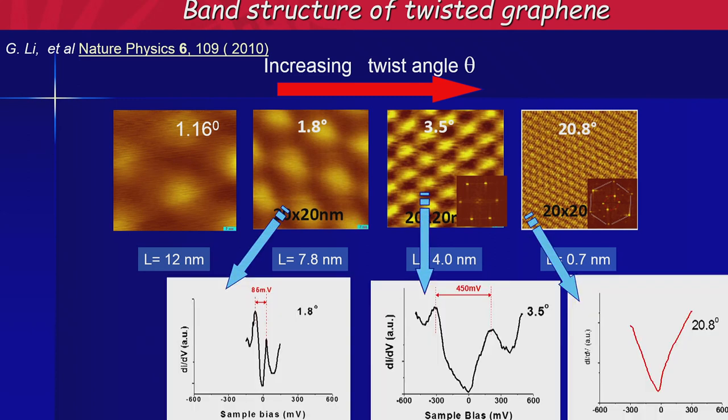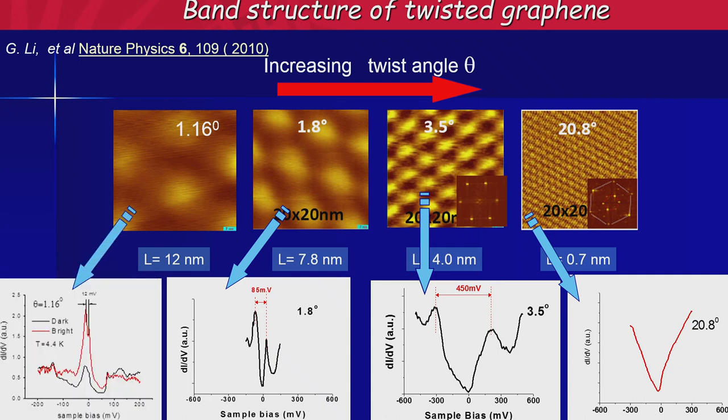And then we do spectroscopy, and you see those peaks are always there. The larger the angle, the further apart they are. Here they are out of the range. And in the smallest angle, you see the peaks have merged. Not only have they merged, but there is a gap that opened, a 12 millivolt gap, in this peak that merged. Okay, so let's see what's going on here.